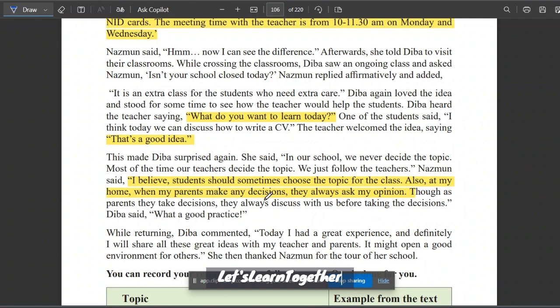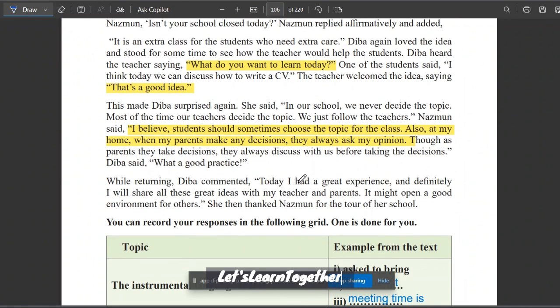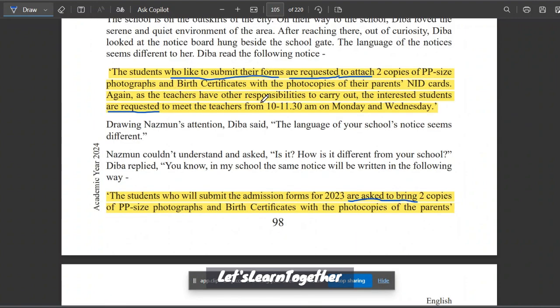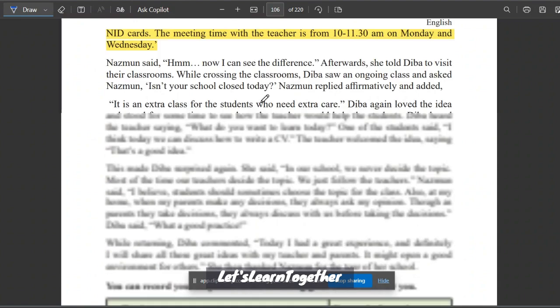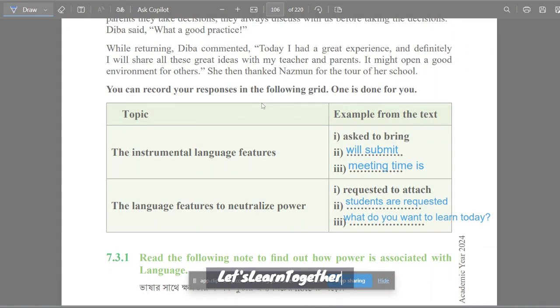Also, when parents make any decisions, though they have the full authority of making the decisions, still they ask for the children's opinion, so that children feel more welcomed in the family discussions, right? So this is also an example of neutralization of power, right? So that's all, the examples that I found in this text where instrumental power has been neutralized. So now we can go for the table.